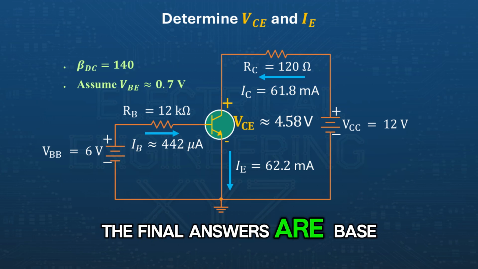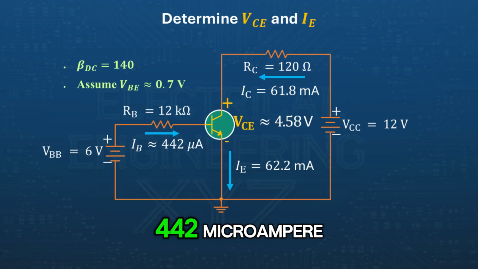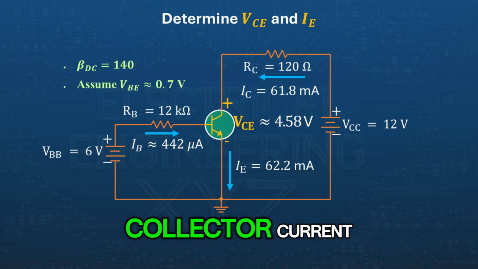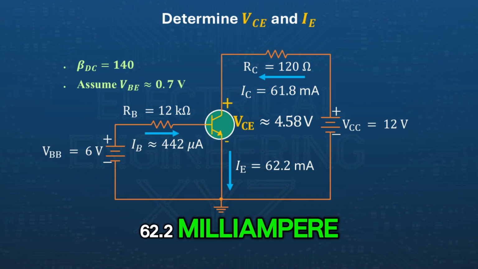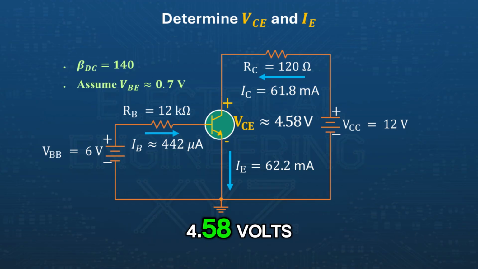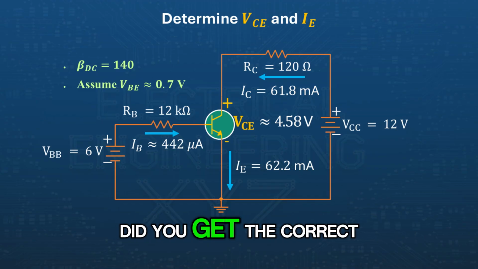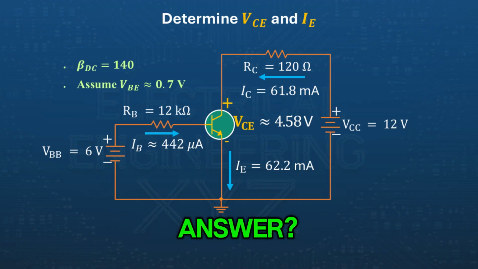The final answers are: base current 442 microampere, collector current 61.8 milliamp, emitter current 62.2 milliampere, and collector-emitter voltage 4.58 volts. Did you get the correct answer?